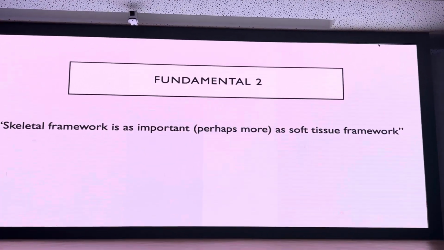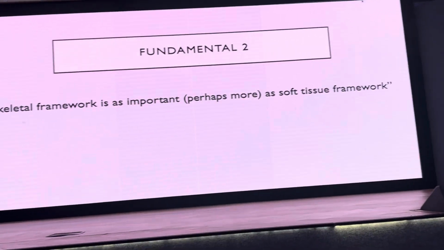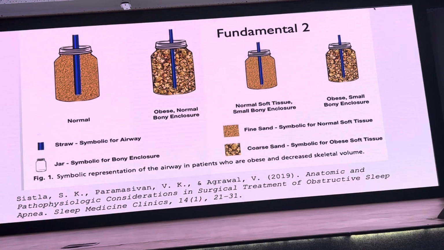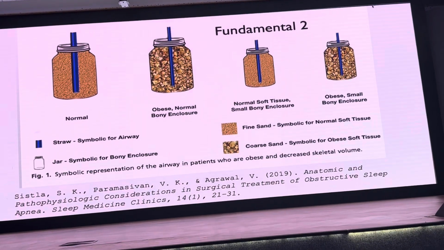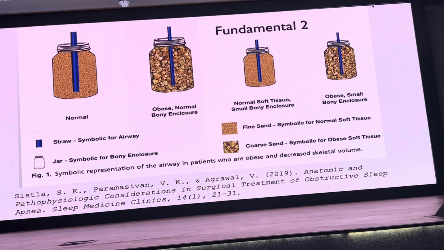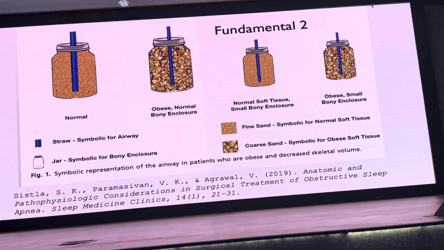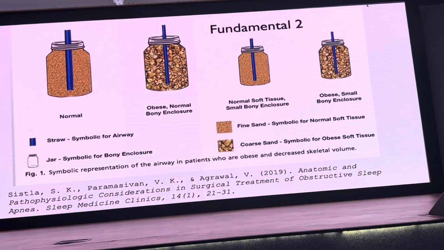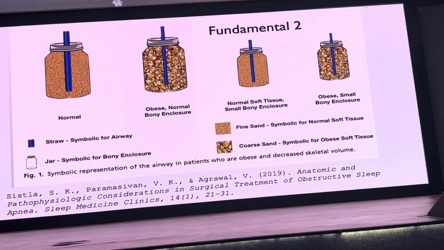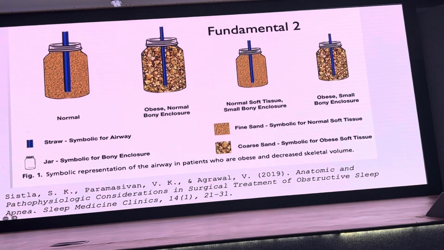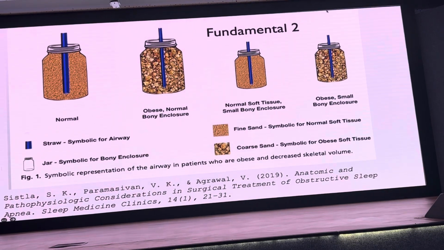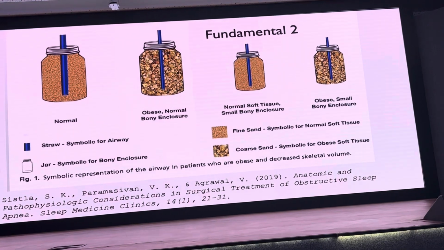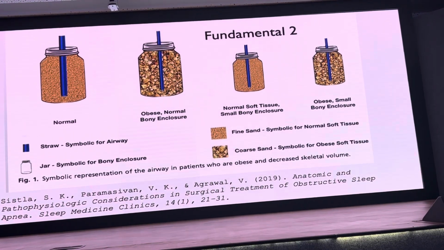Now the second fundamental of anatomy: the skeletal framework is as important as the soft tissue framework. Here I would like to use this paper by Dr. Srinivas Kishore, Dr. Vikas Agarwal and Dr. Vijay Krishnan, which talks about this sand and jar concept, which says that skeletal anatomy is like a jar, and the bone forms the outline of the jar. The sand inside is the soft tissue anatomy, and the straw that you see is the airway. Now, a compromise in either the jar or the sand inside will cause the airway to become more and more collapsible.